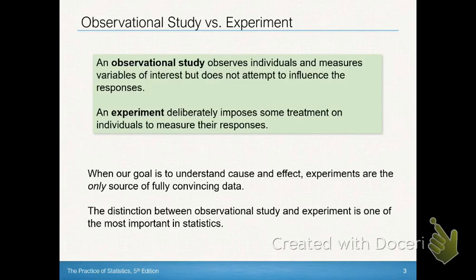In this section of notes, we're going to look at the difference between an observational study and an experiment. The main difference here is how you go about collecting your data. So in an experiment, you have to do something. You have to pick one or more treatments, often including a placebo or a control, and you have to impose that treatment on your subjects.